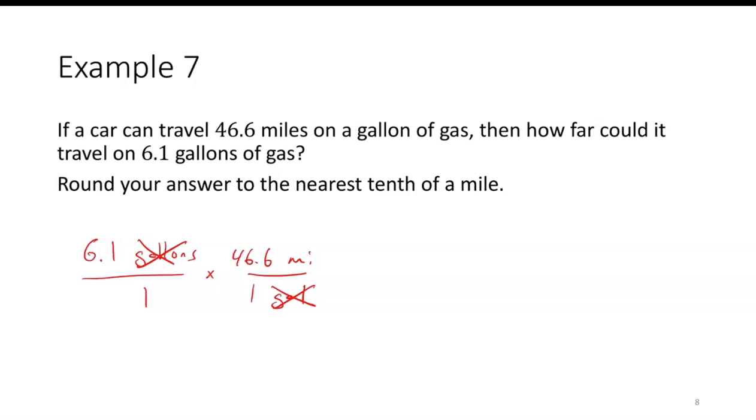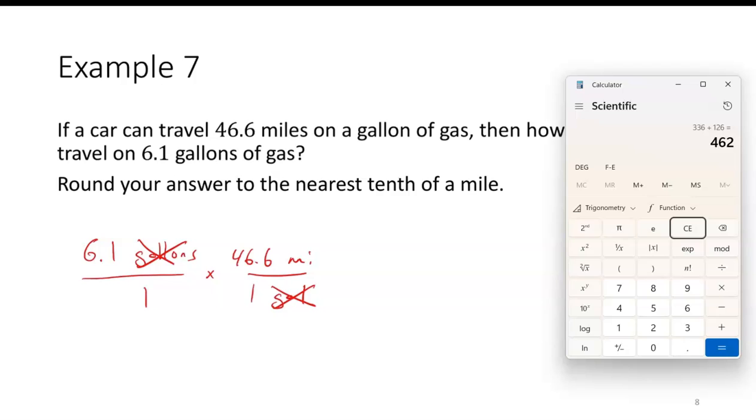We want to round to the nearest tenth. So 6 1/10 times 46 6/10 is 284.26. So that comes out to be 284 3/10 miles.